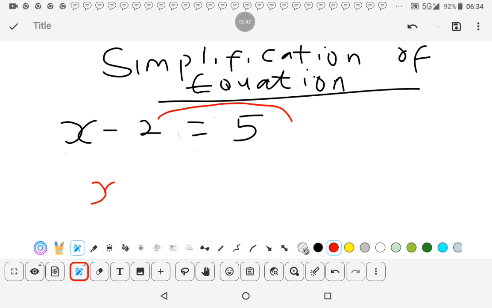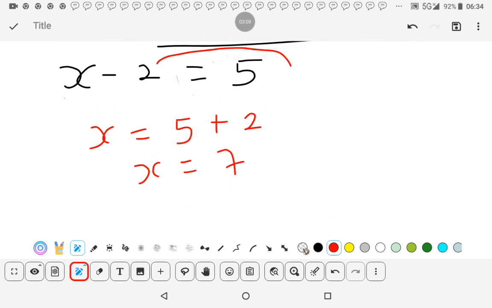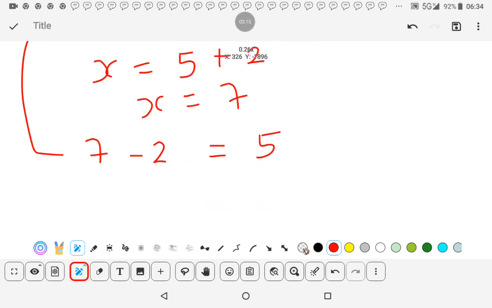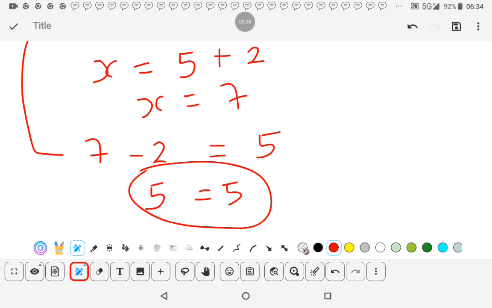So this will be x is equal to 5 plus 2. Because 2 is now crossing, the sign will change. So 5 plus 2 will be equal to 7. That means that x is 7. To check whether the equation is true, if x is 7, then 7 minus 2 is 5, which means that the equation is true. 5 is equal to 5. It has balance on both sides.